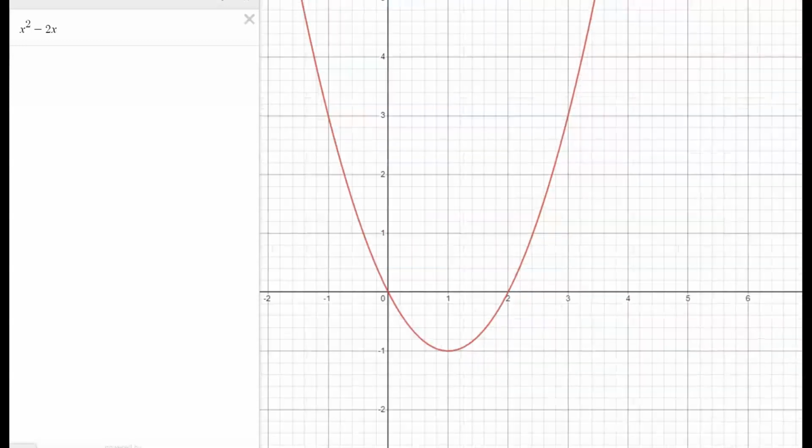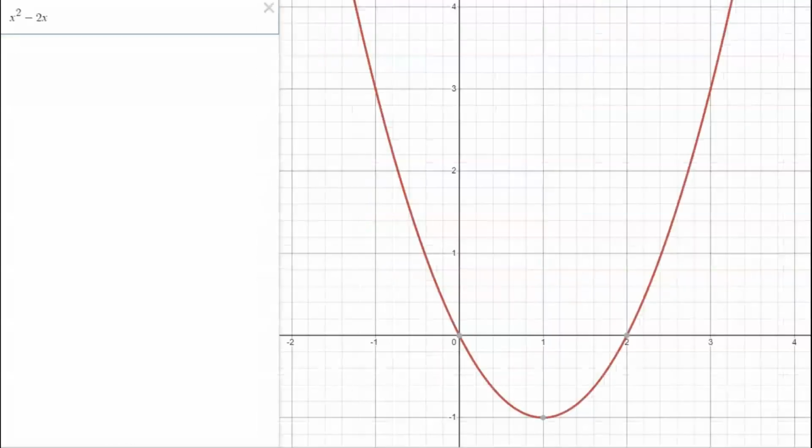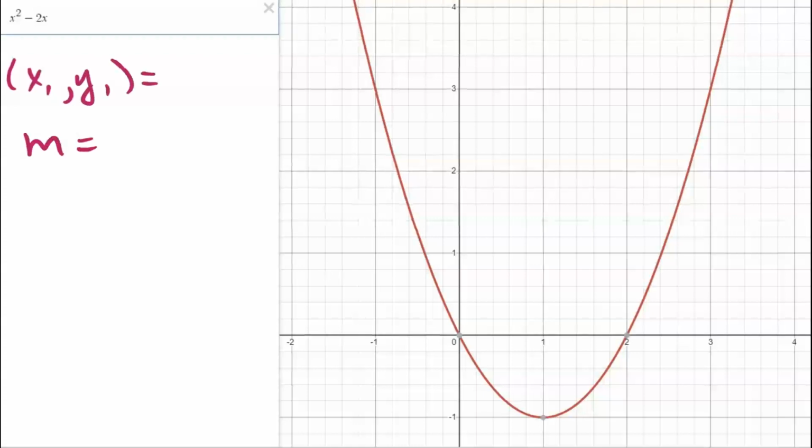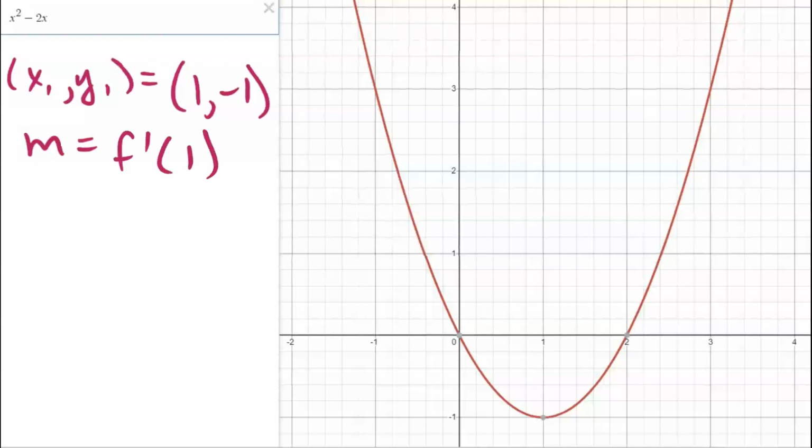So we found that the slope of the function at the point 1 is supposed to be 0, right? The slope of the function is 0. And of course that means the slope of the line that is tangent to the function at that point is 0. Well, let's find the equation of that tangent line. To find the equation of any line, we need a point on that line and we need a slope. Well, the point that we have here is (1, negative 1), and our slope is the derivative at the x value, which is 1. And we already found that slope. We computed that previously. It's 0.